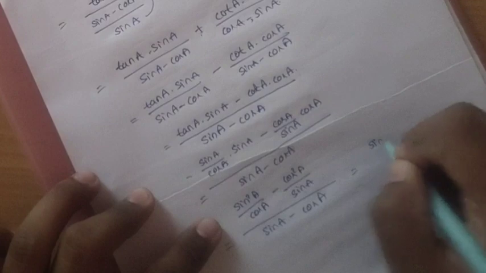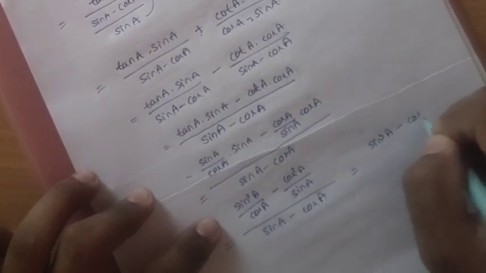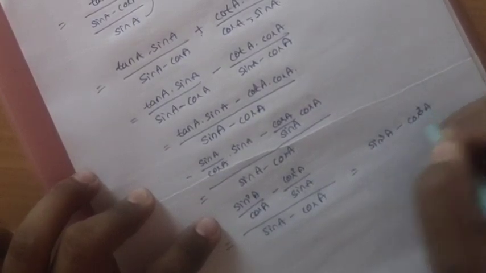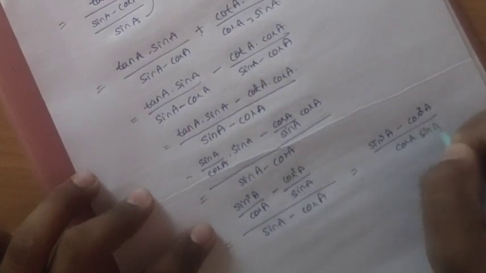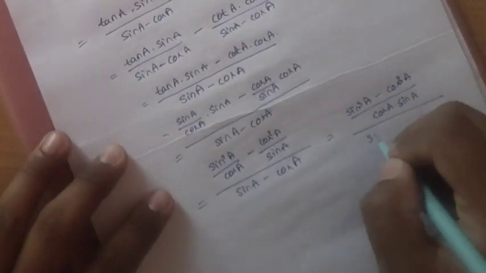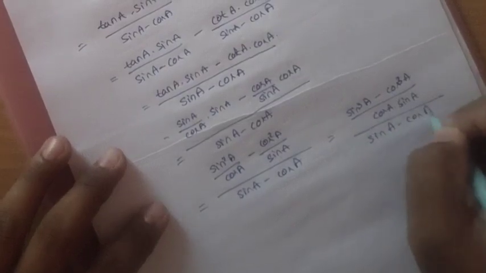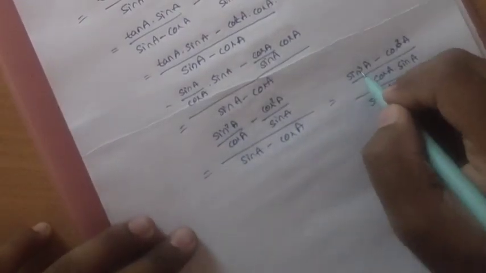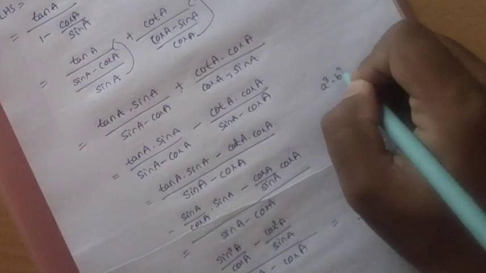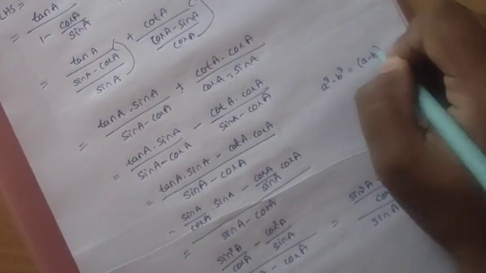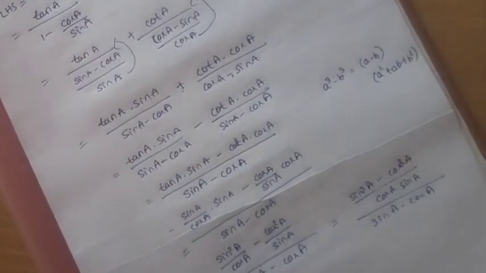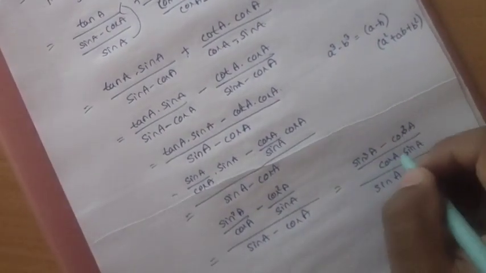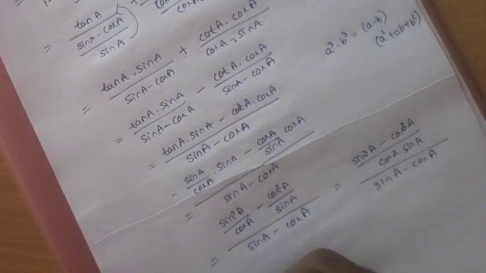So now, if we cross multiply, what will we get? Sin cube A minus cos cube A whole dividing by cos A into sin A, whole dividing by sin A minus cos A. So this is in the form of a cube minus b cube. So a cube minus b cube can be written as a minus b into a square plus ab plus b square. So this is the formula. So by that formula, what can we write?